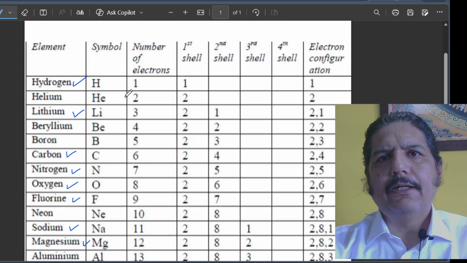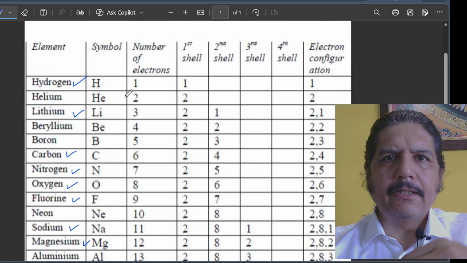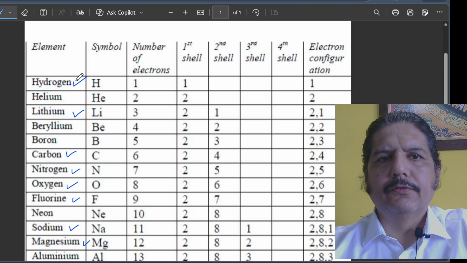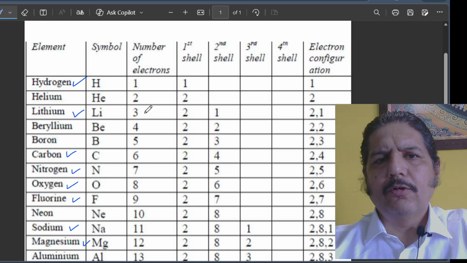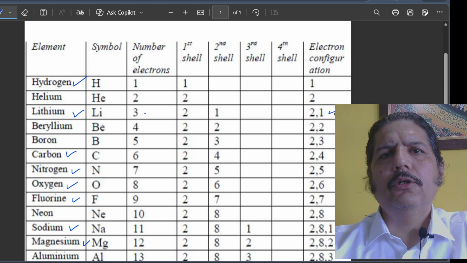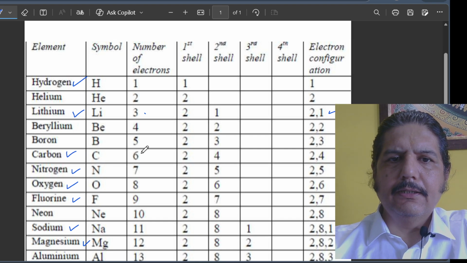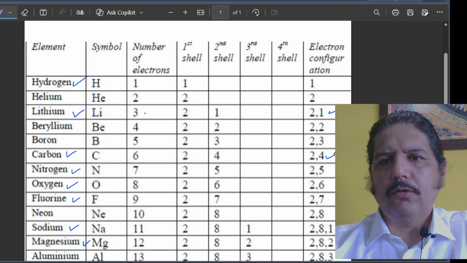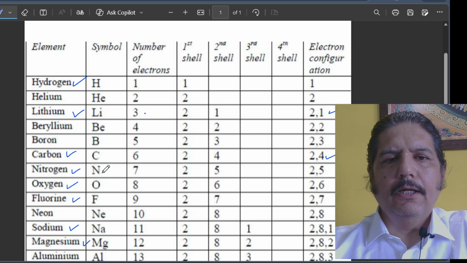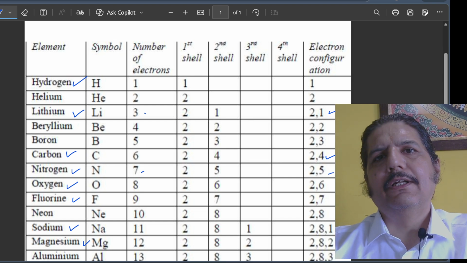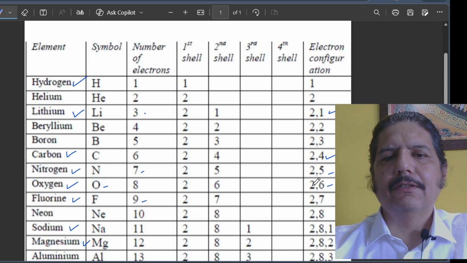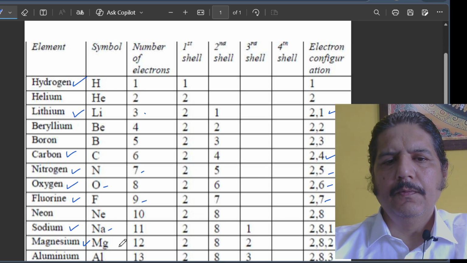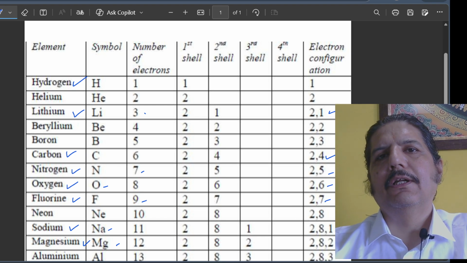I'll require these. I'll take you through these, because these are the elements that I'll be using for bonding purposes. So hydrogen, atomic number is 1, so electronic configuration is 1. Very simple. Lithium, atomic number is 3, so electronic configuration would be 2,1. Carbon, atomic number is 6, so the configuration that we'll have is 2,4. Nitrogen, it is 7, so electronic configuration is 2,5. For oxygen, 8, 2,6. Fluorine, atomic number is 9, 2,7. Sodium, atomic number is 11, so 2,8,1. Magnesium, 12, so the electronic configuration is 2,8,2.